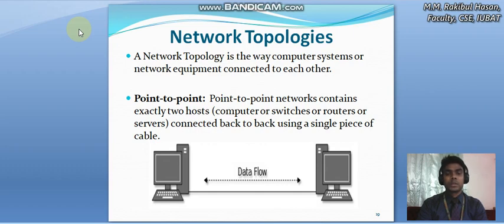In today's class, at first I would like to discuss network topology. So let's see what network topology is. A network topology is the way computer systems or network components are connected to each other. That means inside the network we might have a number of devices, so network topology will define how those devices are connected with each other, or you can say how they are organized, right?